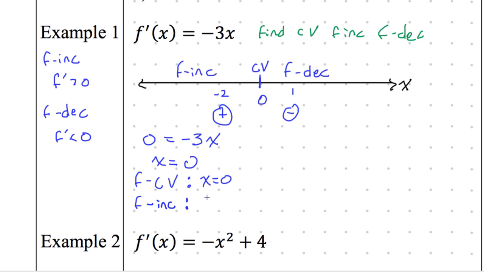Where was it increasing? What is my interval? From -infinity to 0. So you can write it like that, or you can say x is less than 0. Both of those are fine. And I ran out of room here, so I guess I can write it here.